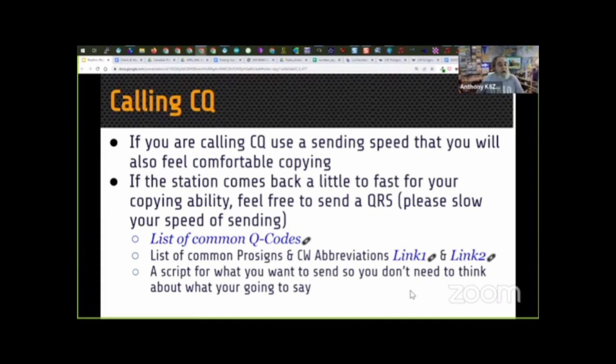Also, make sure you know common Q codes that someone might send to you or that you might send to someone. Have a list of common prosigns and CW abbreviations again. And I would suggest a script for what you want to send, printed out and sitting right in front of you so that you don't get nervous during the process. This way you don't need to worry about what you're going to say.